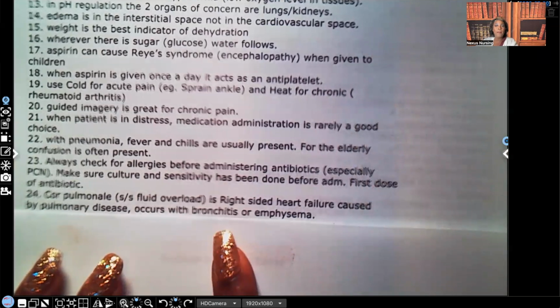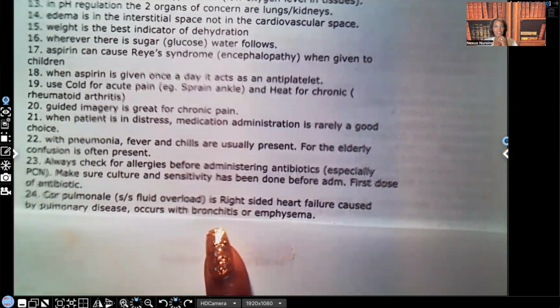When it comes to bronchitis, I want you to think of blue bloaters. So these patients tend to have that bluish tinge because what? They're lacking what? Oxygen.